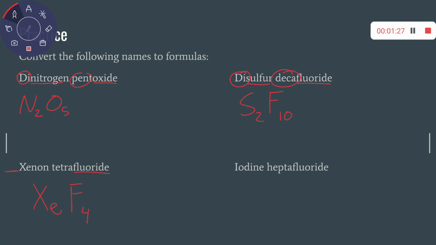And now let's do this last one. No prefix means we have 1 iodine. Fluoride again is F, and hepta translates to 7. So this is IF7. So that direction is pretty straightforward.